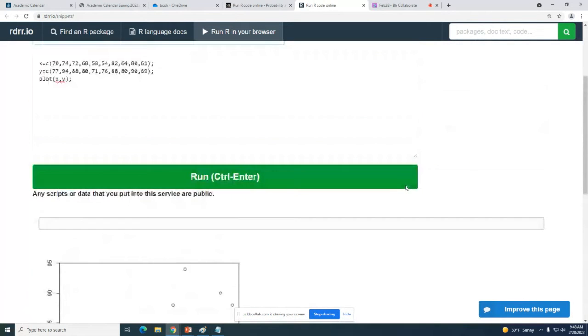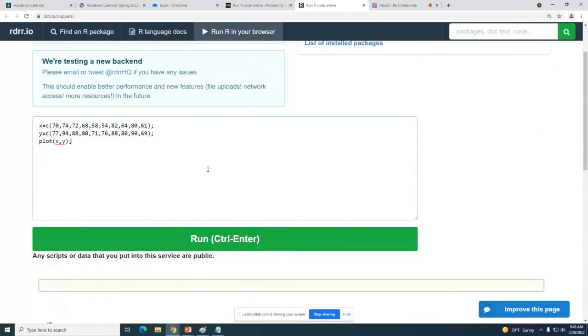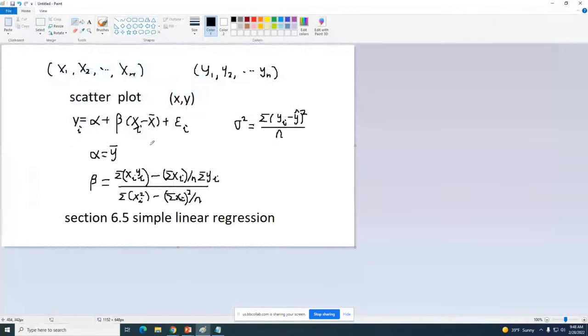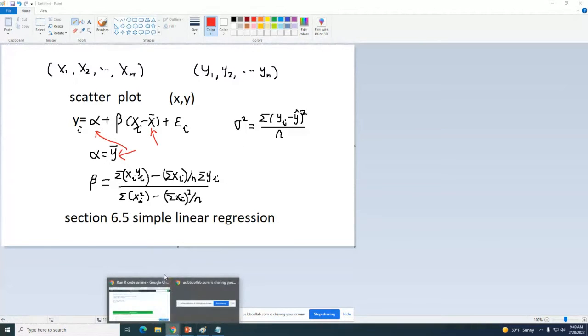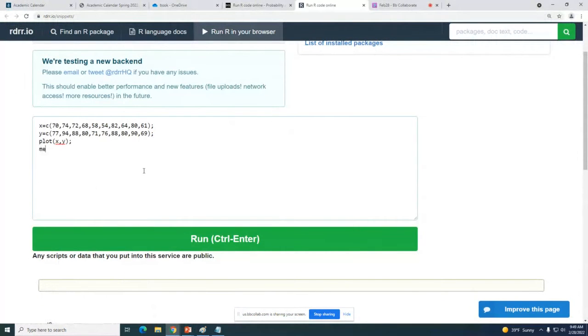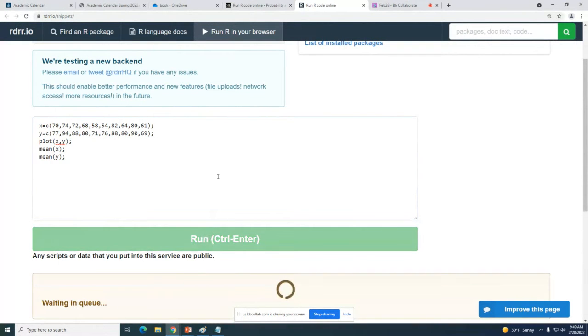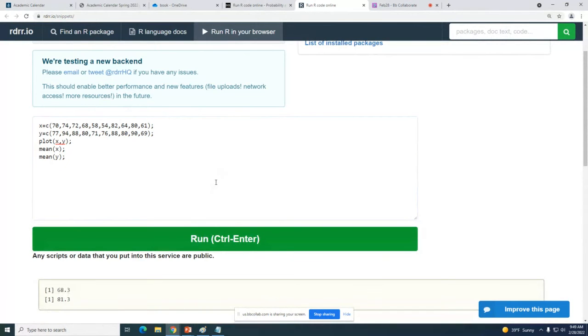So we're going to try to find the equation of the line. Remember, this is our formula. We're going to find the X bar and the Y bar. Both of them are supposed to be part of the equation. So we can let the computer do the calculation. The X bar is the mean, so we find the mean of the X value and the mean of the Y value. Of course, you can calculate by hand, but this definitely saves you time.